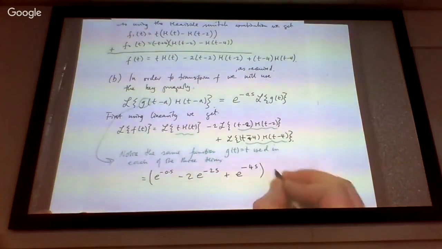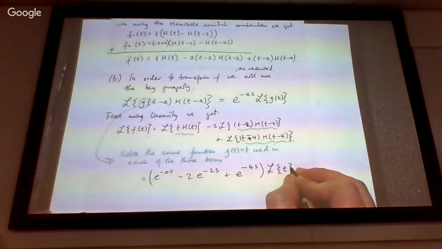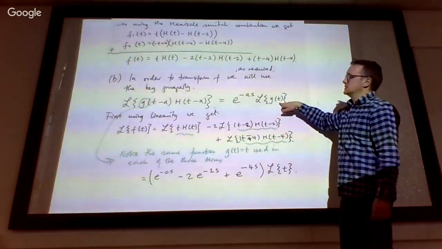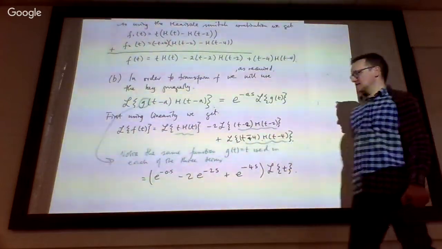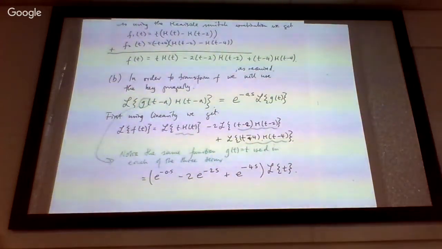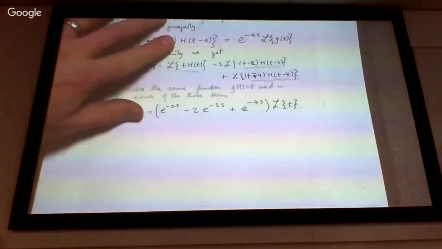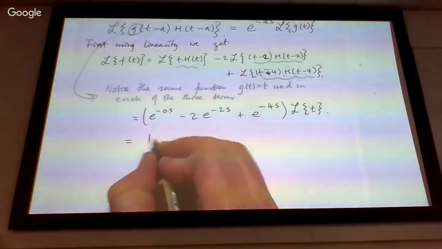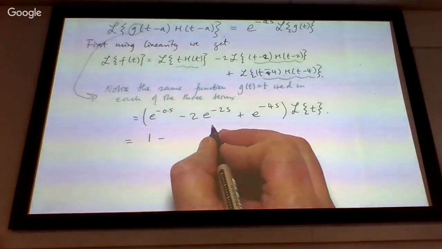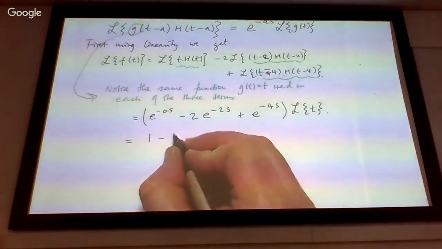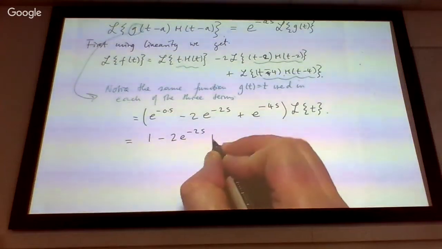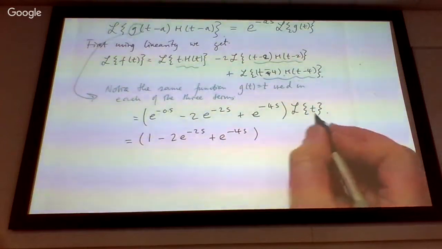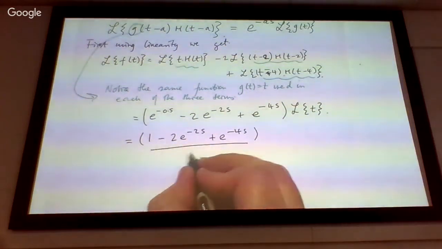So those are all multiplied by the Laplace transform of the unshifted function, g of t. Well, it's just the function g of t equals t. So that's 1 minus 2 e to the minus 2s plus e to the minus 4s. And the Laplace transform of t is 1 over s squared.